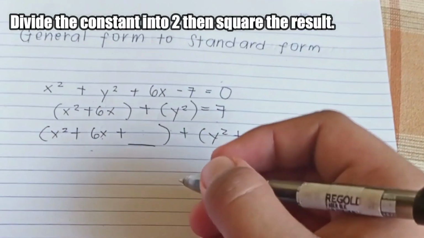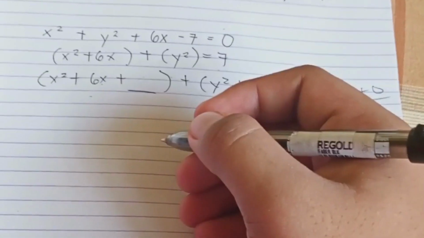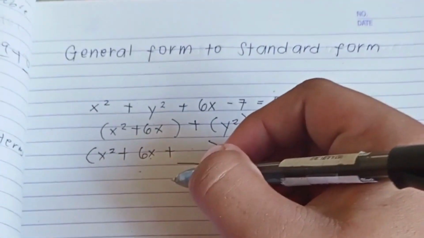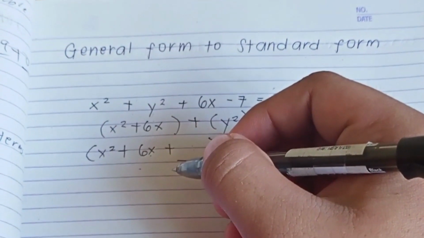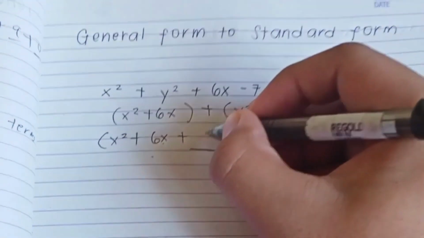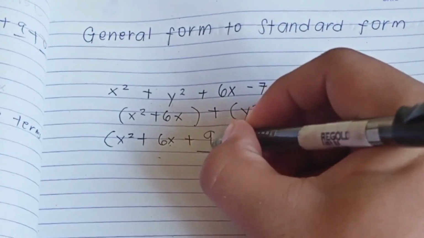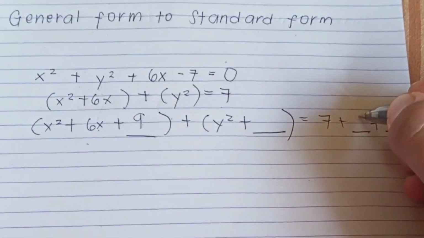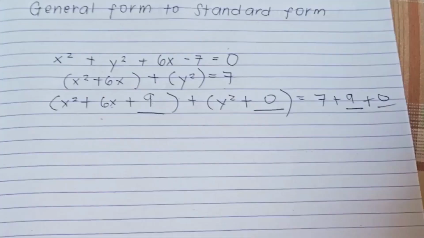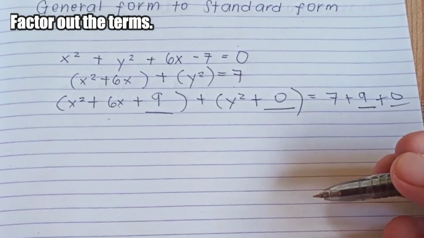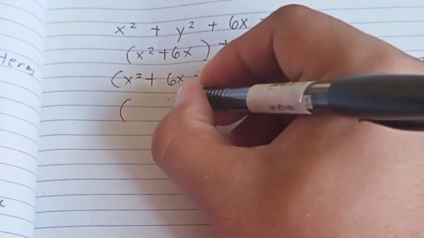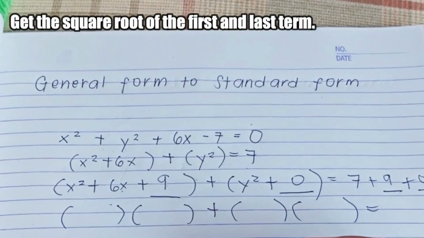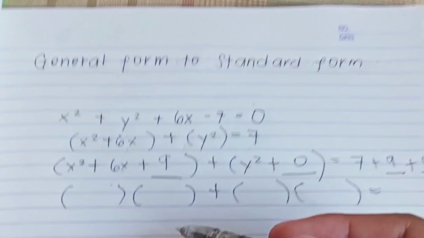Divide the constant by 2, then square the result. 6 divided by 2 is equal to 3. 3 squared is equal to 9. So we will write here 9, and then we will add 9 here too. And then we will factor out the terms, and then we will take the square root of the first term and the last term.